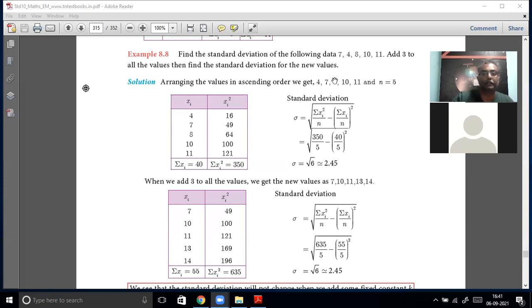Let us see that. Arranging the values in ascending order is not necessary, but if you want, you can do it. 4, 7, 8, 10, 11 is arranged. This is all x of i.